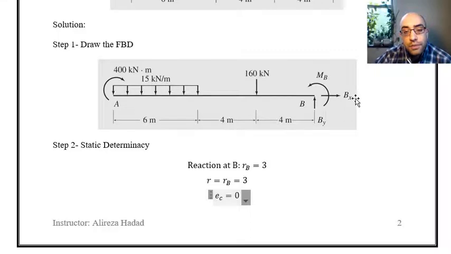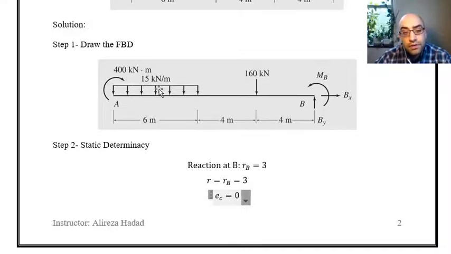So I could find Bx, I could find By, and now I can find the moment at point B by saying summation of moments at point B equal to 0. If I do that, I have to just find the moments about point B. I have this moment, which is clockwise, so I have to say minus 400 kilonewton meter.